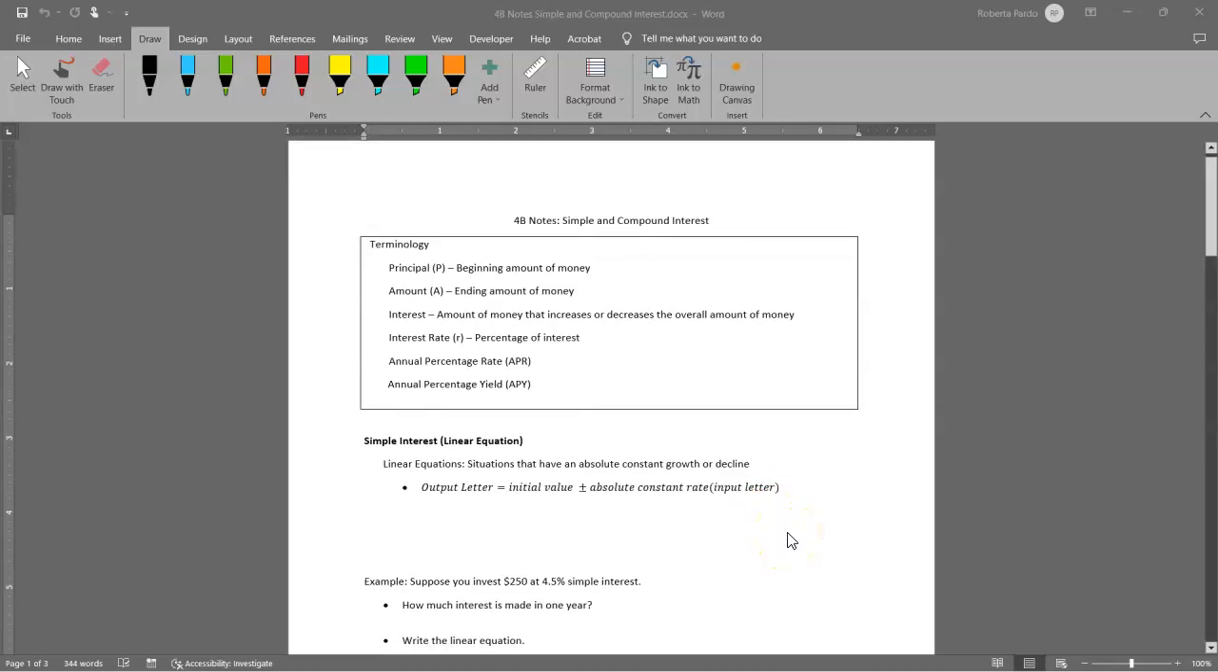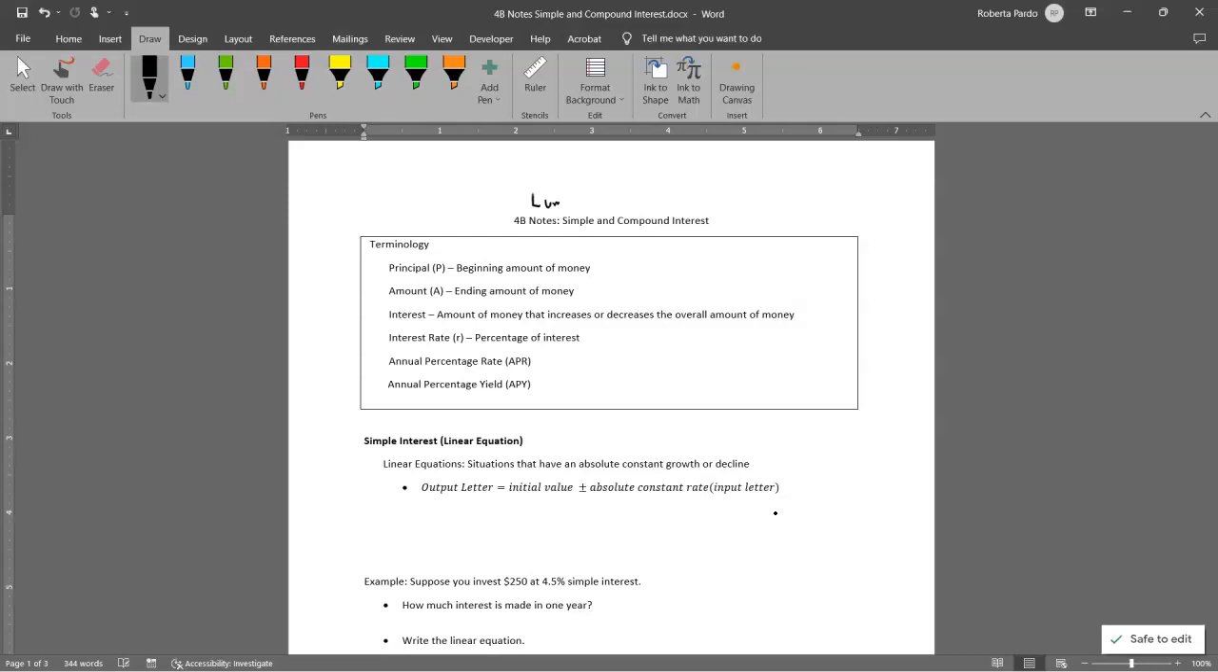So in this video, we're going to talk about simple and compound interest. This is what we are going to consider: lump sum investing. We're going to take a set amount of money and put it in the bank for a period of time, using either simple interest or compound interest.